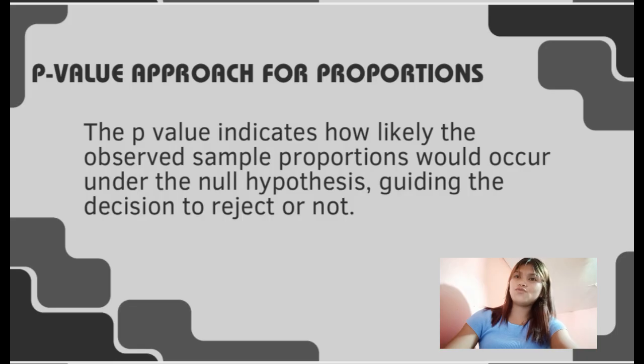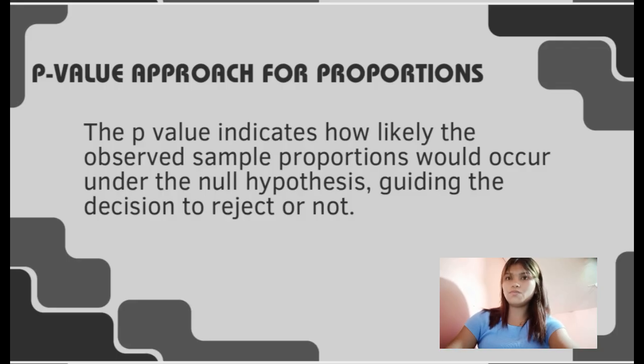So the p-value approach for the proportions. It involves calculating the probability, known as the p-value, of obtaining a sample proportion as extreme as the one observed, assuming the null hypothesis is true. If this p-value is less than or equal to the chosen significance level, which is commonly 0.05, we reject the null hypothesis. This approach provides a direct measure of how surprising or unusual the sample result is under the null assumption.